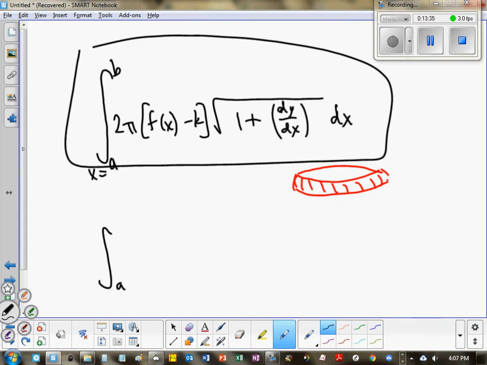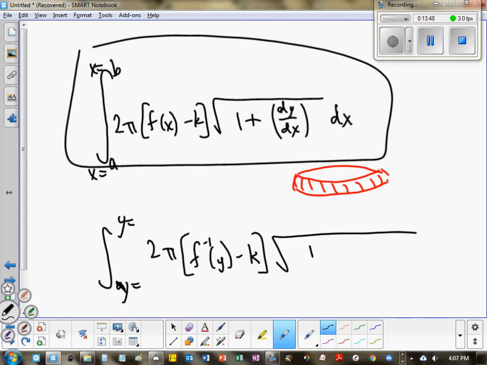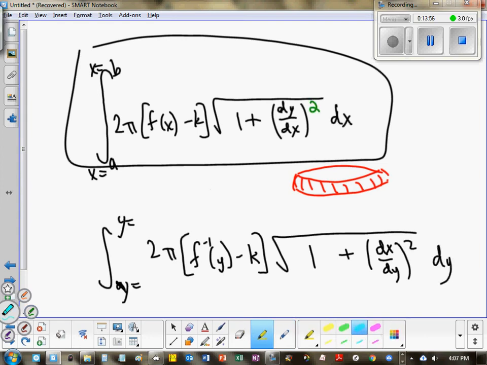And then you would basically switch things around a bit. So these are x values here, x equals. If you're doing y equals, then you have 2 pi times some kind of inverse function with y's in it, minus the axis of rotation, and then 1 plus dx over dy squared dy. And Mr. Short did forget to write a square right here. Okay, you may use either one.